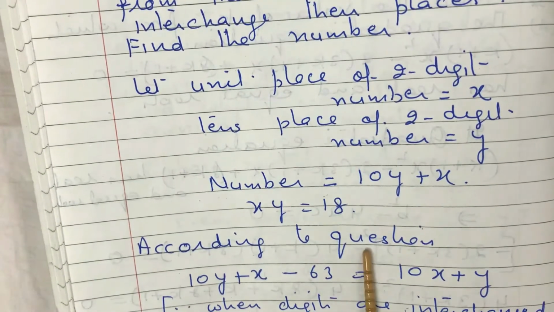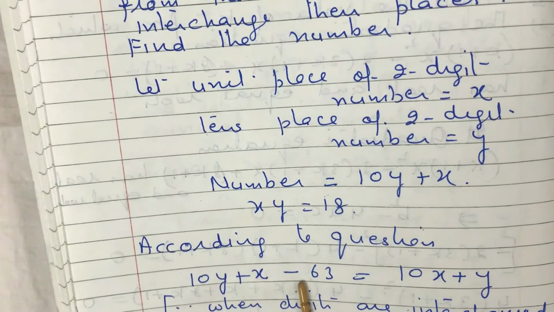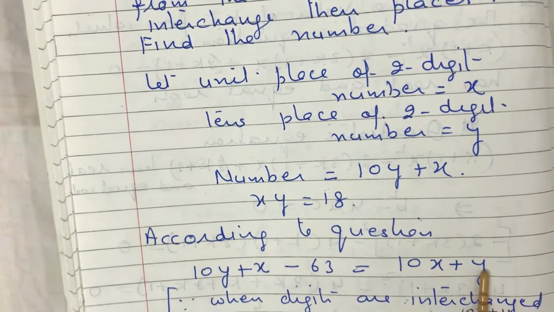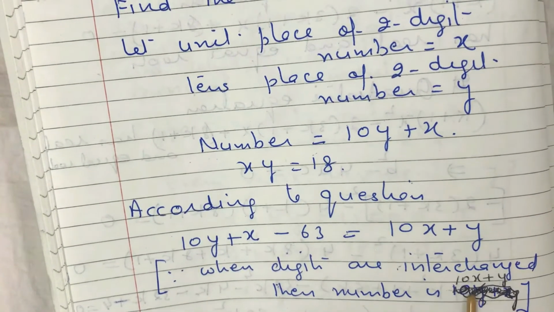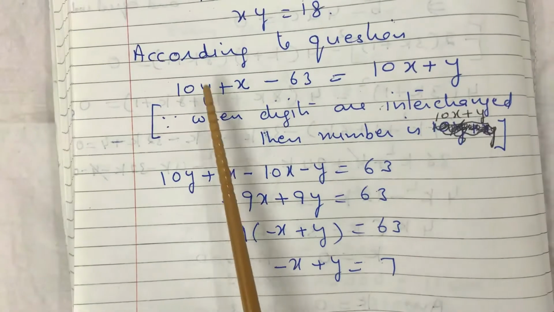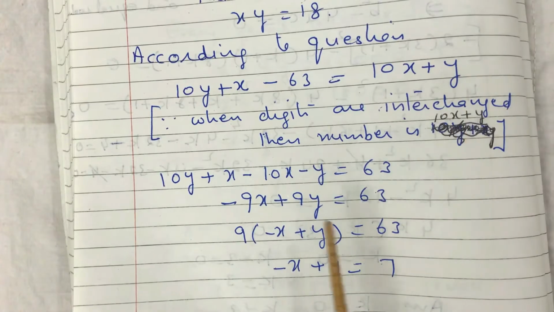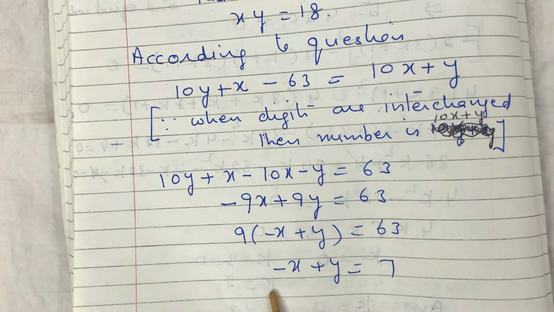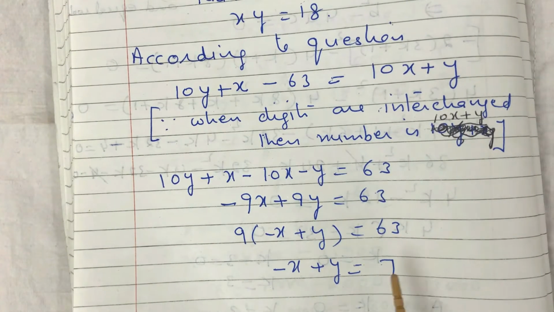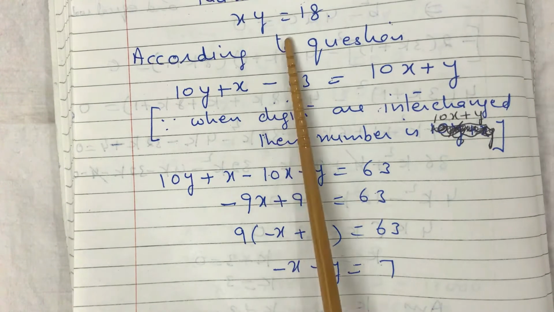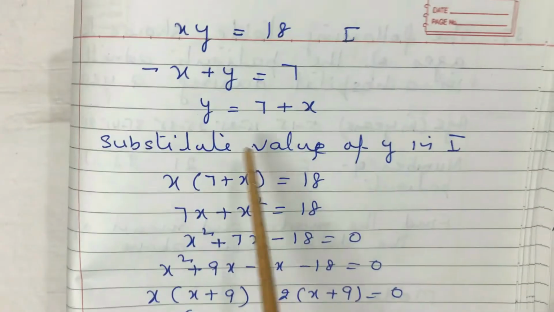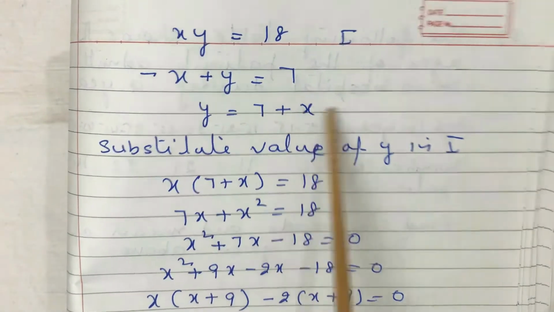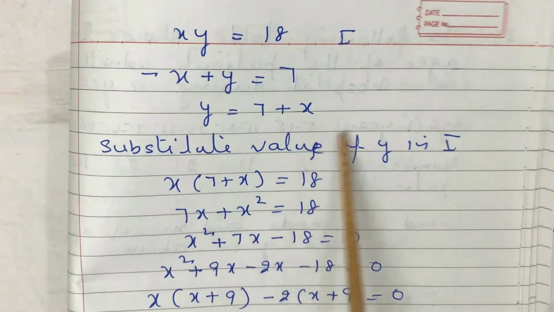Now according to this question, 10y + x - 63 is 10x + y. When digits are interchanged, then the number becomes 10x + y. Now solve this. After solving this, you will get one equation, -x + y = 7. Now you have two equations. One is xy = 18. The other one is -x + y = 7. So y is equal to 7 + x.